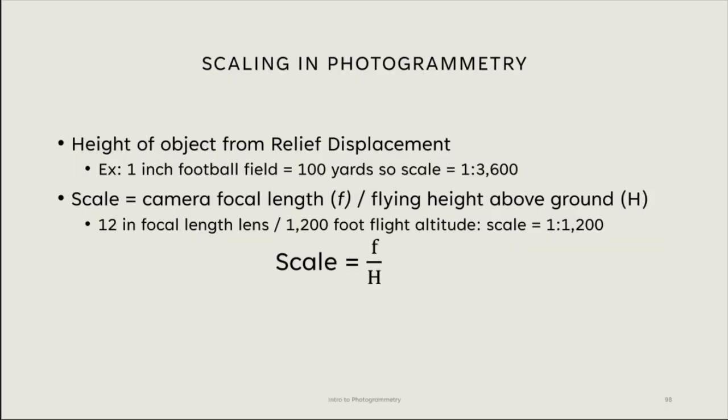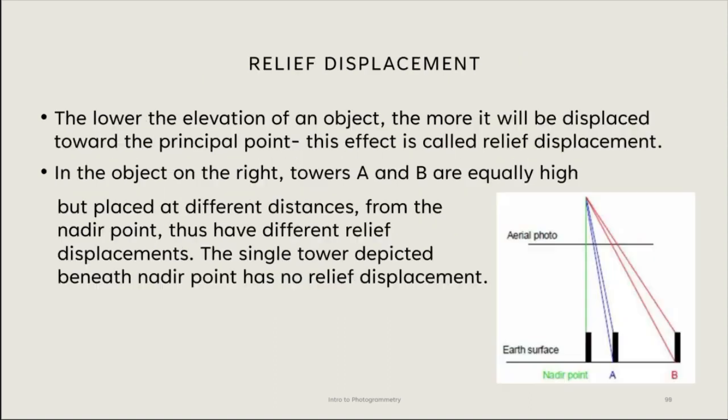So scaling in photogrammetry: you're taking the height of an object from relief displacement. As an example, if you have a 1-inch football field on a photo and you know the football field is 100 yards, you can scale that so it is 1 to 3600. The formula for scale is scale equals camera focal length, F, divided by flying height above ground, H. So a 12 inch focal length lens divided by a 1200 foot flight altitude would give you a scale of 1 to 1200. And we're going to go over this in lab as well.